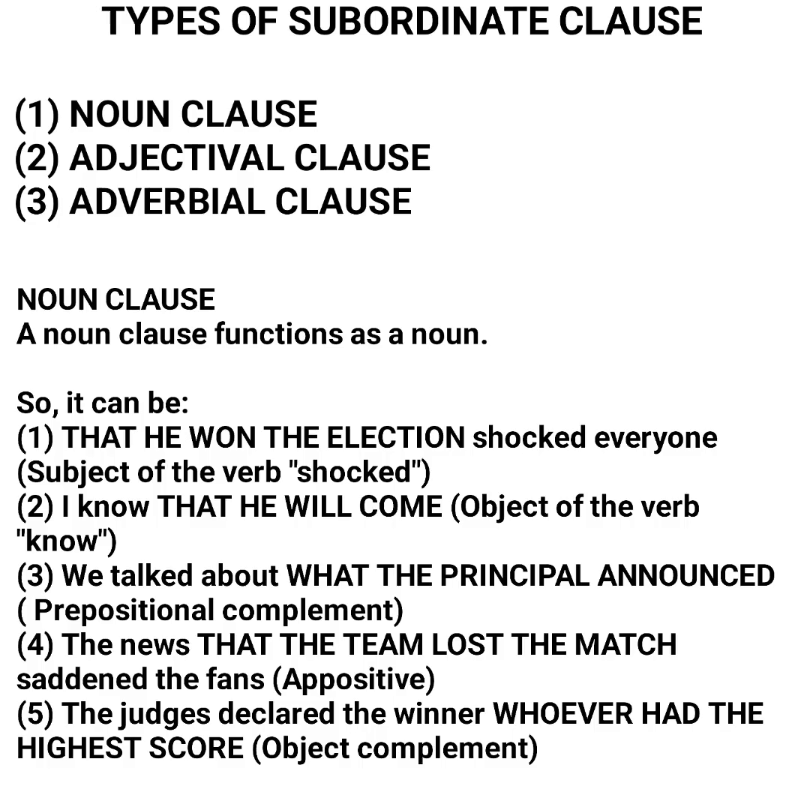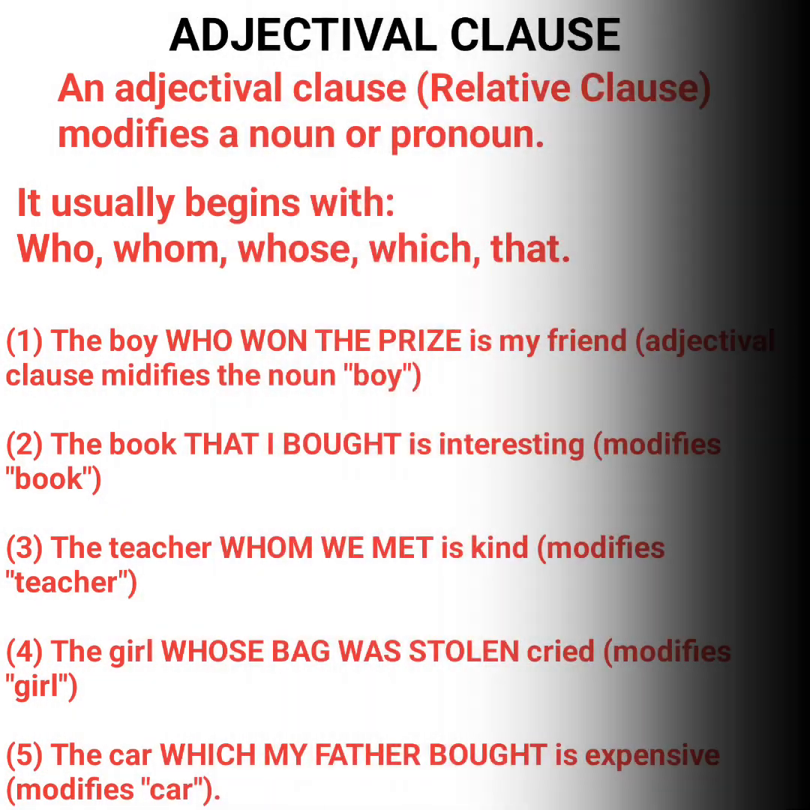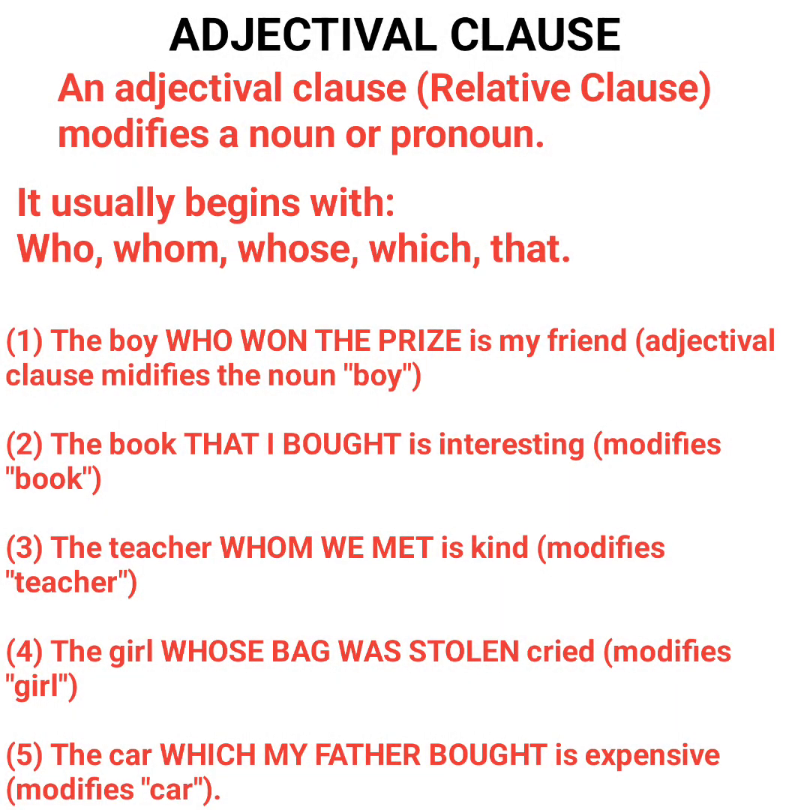How do we know that it is a clause? Why do we call it a noun clause? It is a clause because we have a group of words with a finite verb. And where is our finite verb? Announced. The second type of clause under the subordinate clause is an adjectival clause or relative clause.